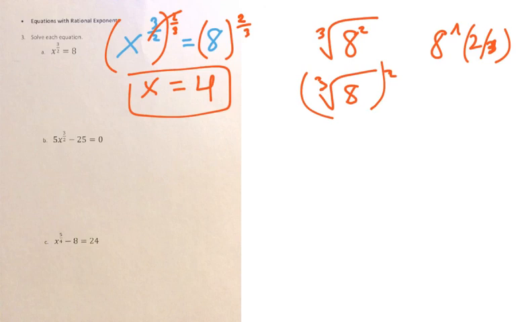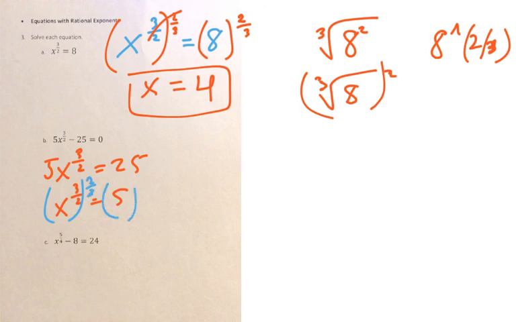For the next one, we're going to move the 25 over and divide by 5. So we are going to end up with 5x to the 3/2 equals 25. Divide both sides by 5, so I get that x to the 3/2 equals 5. And so to get rid of that 3/2, we multiply the exponents by 2/3, or raise it to the 2/3 power. And we end up that x is equal to 5 to the 2/3 power.